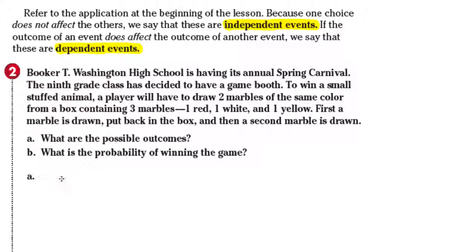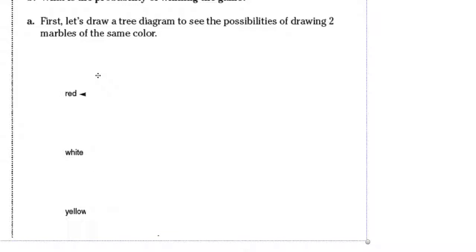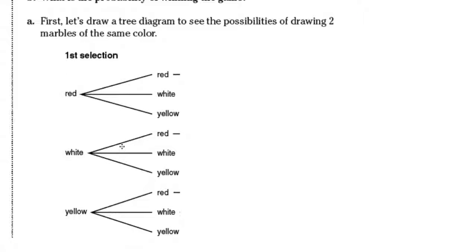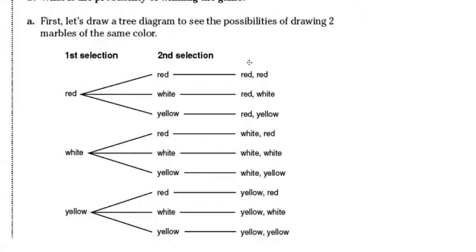Okay, so first, let's draw a tree diagram to see the possibilities of drawing 2 marbles of the same color. The first selection would be red, white, and yellow. Then you draw a tree diagram. In the second selection, you will also get red, white, and yellow.